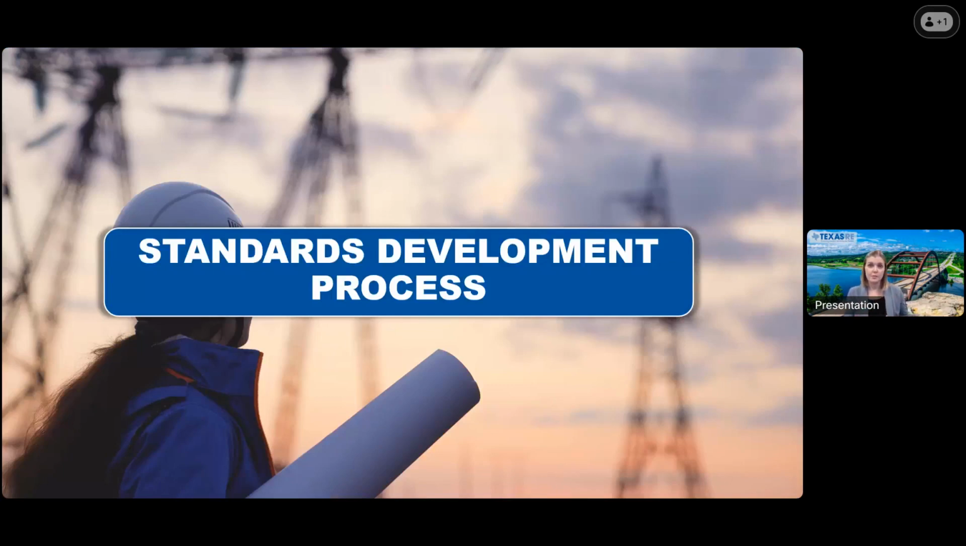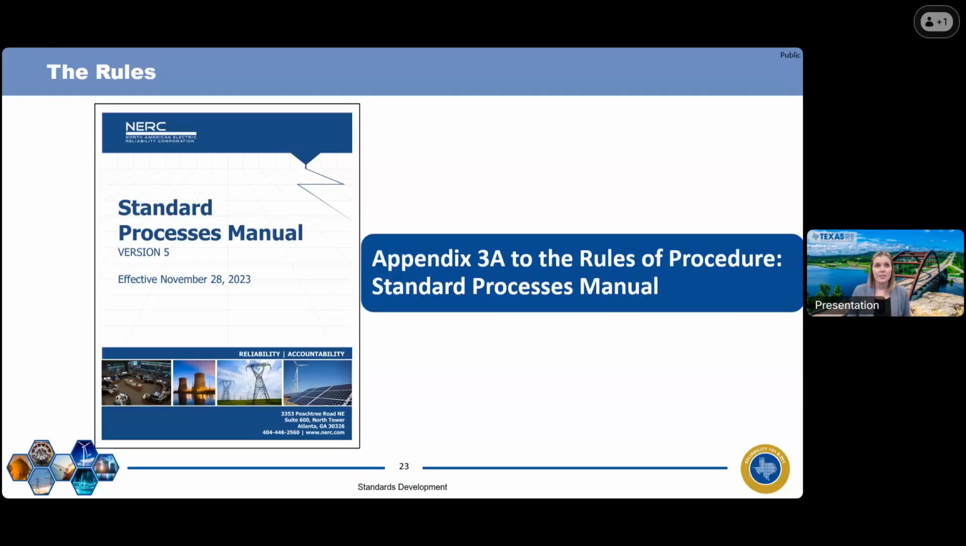Okay, so now we've talked about where to find the standards. Let's talk about how we get standards. How are they developed? So it is part of the Rules of Procedure, Appendix 3A to the Rules of Procedure, the Standard Processes Manual. This does govern the process for developing NERC reliability standards. The process is somewhat unique in that it does use stakeholders to develop standards.